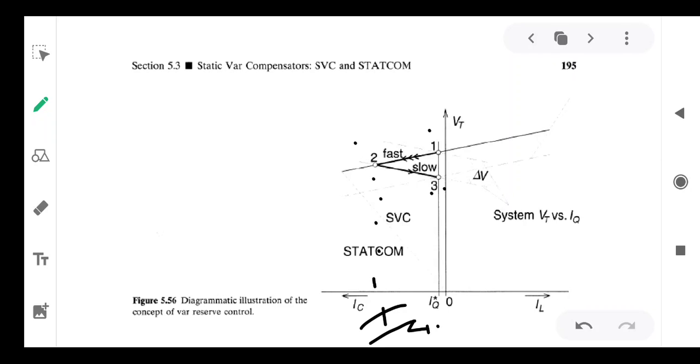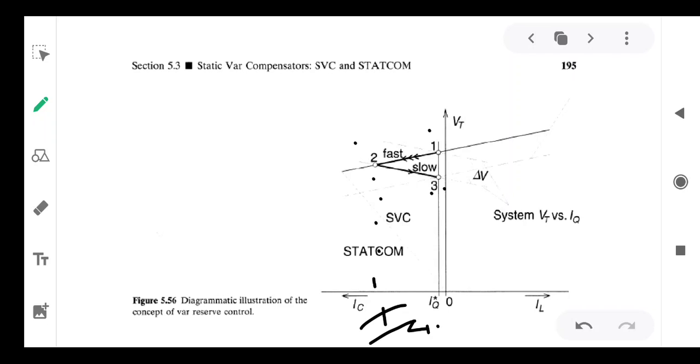Let IC1 be the current corresponding to point 2. Now let me explain. Initially the compensator is operating at point 1. In the VI characteristics, operating point 1 corresponds to the characteristic at IQ star initially.